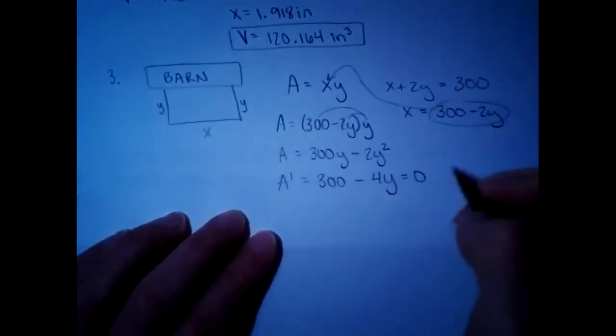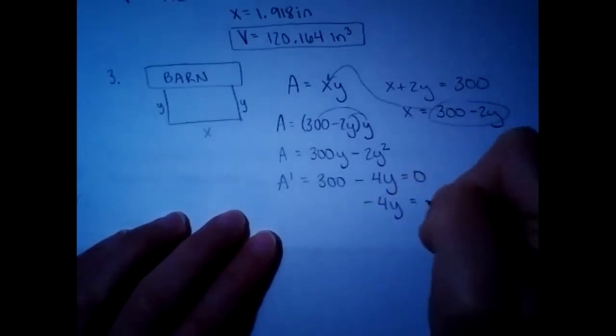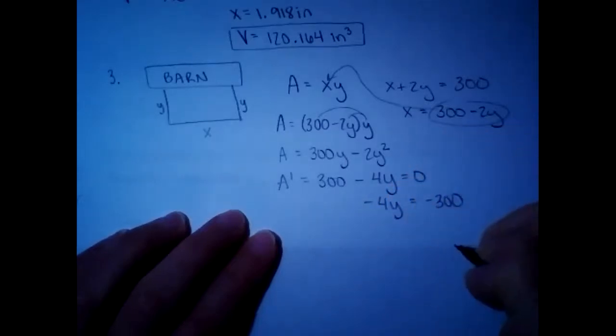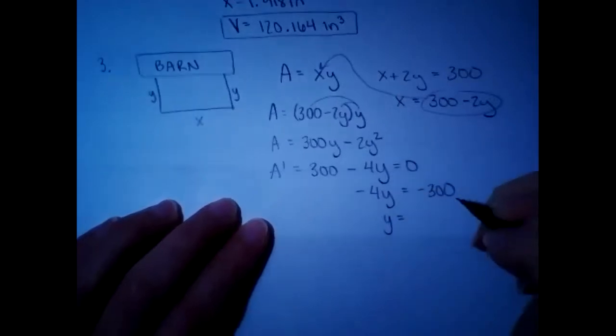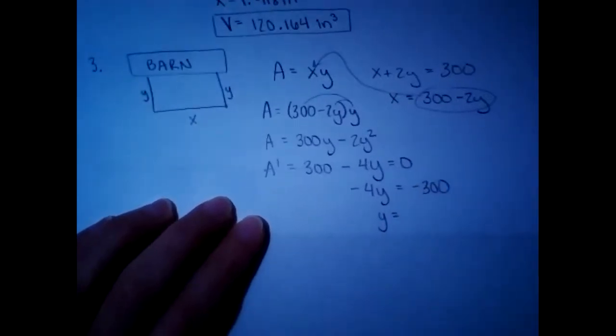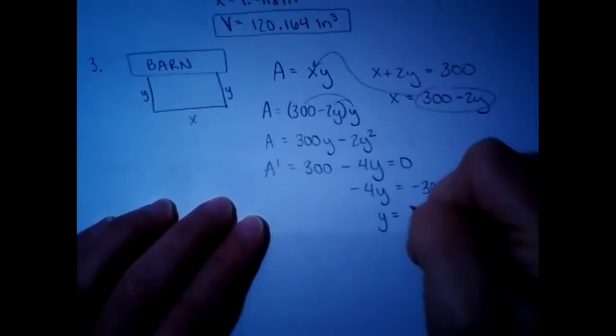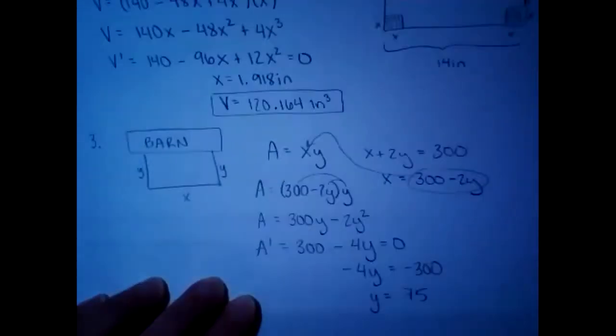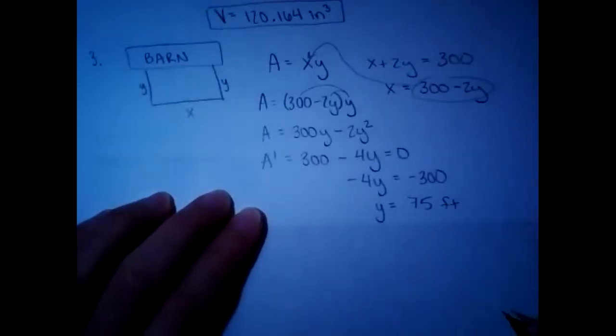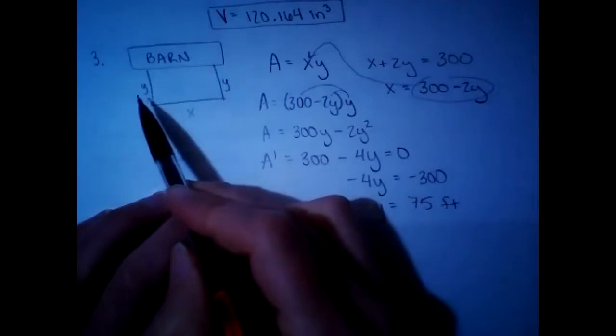And so I'm going to subtract the 300. Negatives are going to cancel and divide by 4. What is it going to be? 75. And what were my units? Let me see. 75, was it feet, yards? But I have feet. All right, so 75 feet. So y is 75. So both of these are 75.